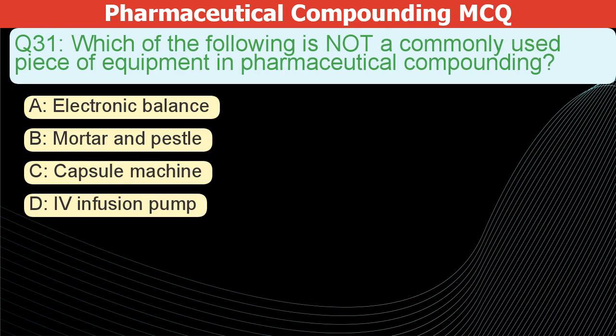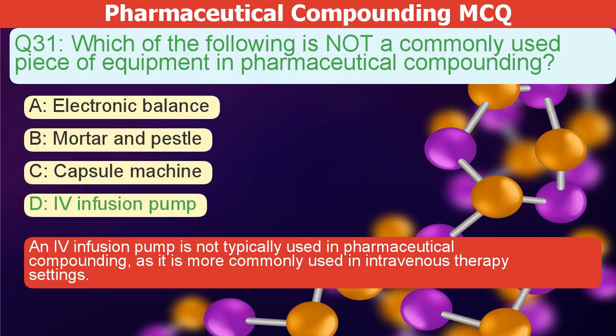Which of the following is not a commonly used piece of equipment in pharmaceutical compounding? A. Electronic balance. B. Mortar and pestle. C. Capsule machine. D. IV infusion pump. The correct answer is D. An IV infusion pump is not typically used in pharmaceutical compounding. It's more commonly used in intravenous therapy settings.